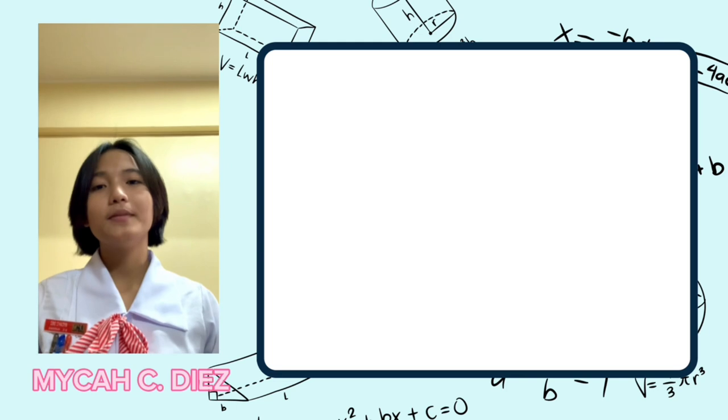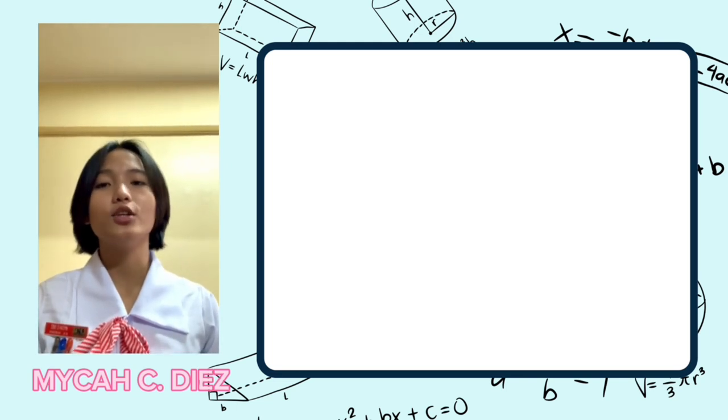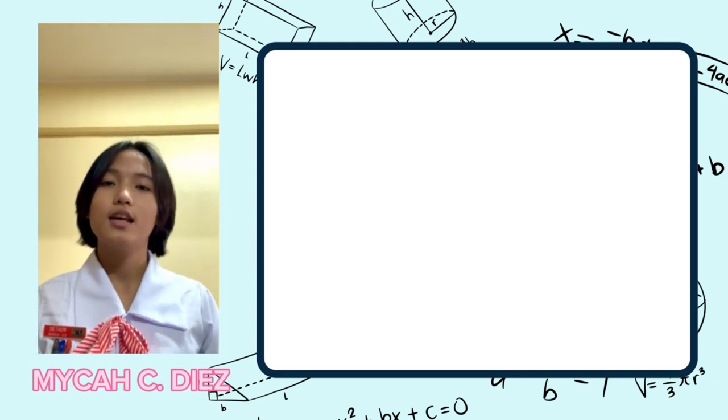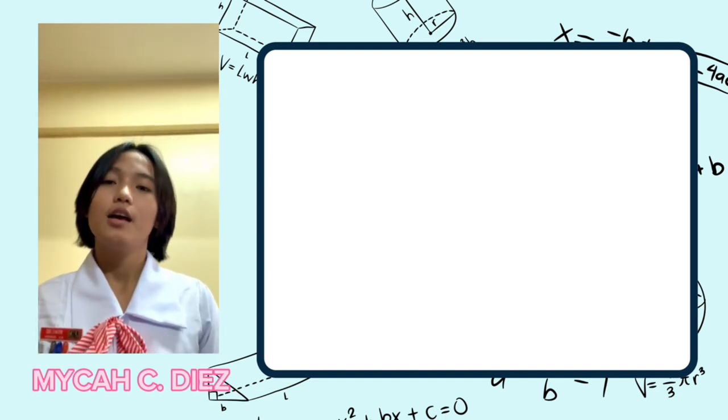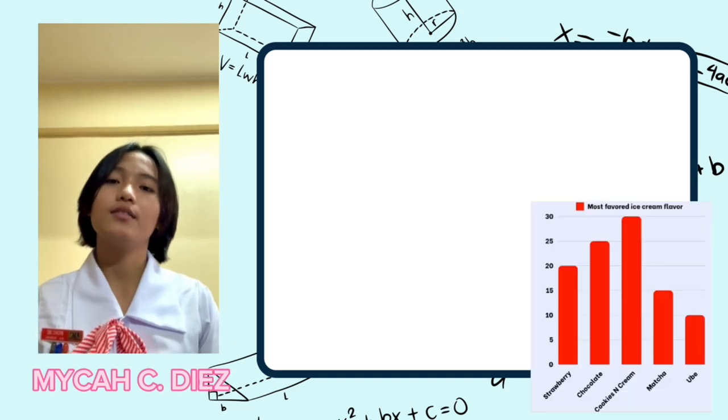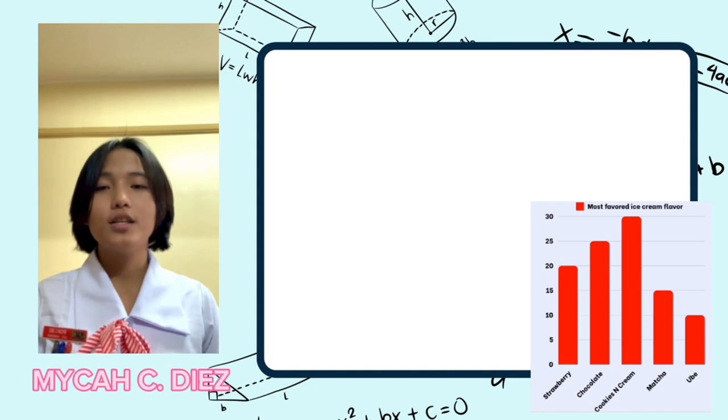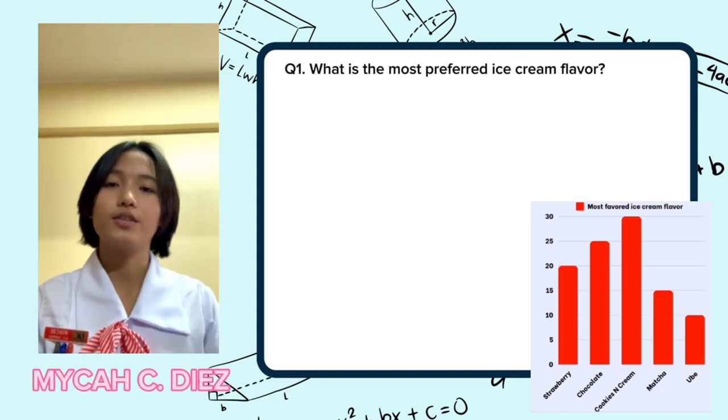Hi, my name is Mike Casidias, and I'll be explaining to you the solution to the given questions. The first thing to do when answering a mathematical question is to identify and highlight the given information. Below the screen is where you can find the information given by Mr. Dinsing. For question number 1, what is the most preferred ice cream flavor according to the graph?